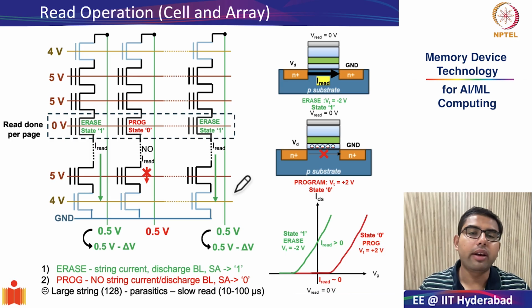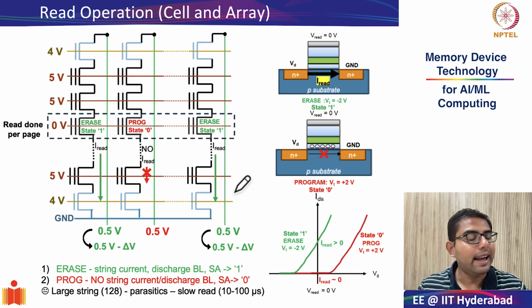So let's have a quick recap of what we were studying the last time around. We were looking at the erase and read operation at the cell and array level. In the erase operation, we saw how instead of applying minus 20 volts at the control gate to eject electrons from the floating gate, we apply plus 20 volts at the substrate.